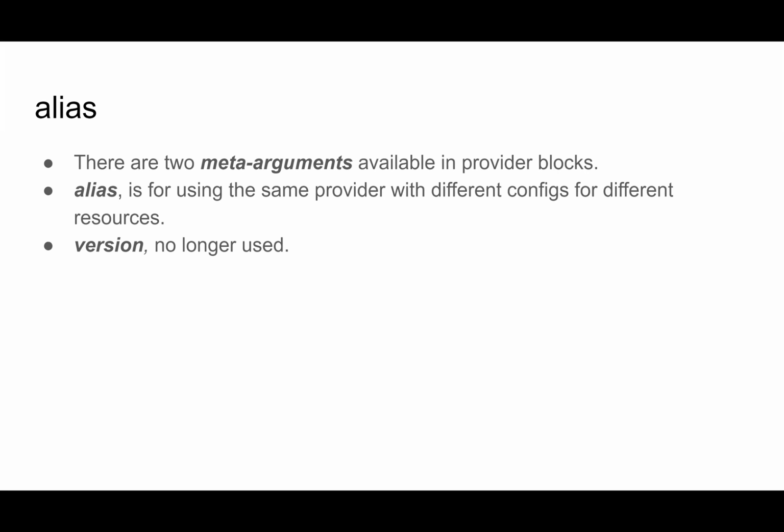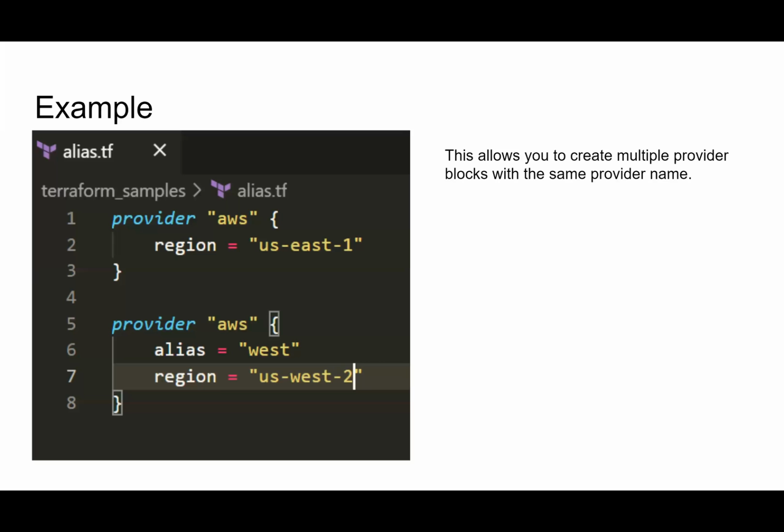There are other arguments that we could specify inside of the provider block. Alias is one of those. Version is another one, but it's no longer used. So we use alias for using the same provider with different configurations and different resources.